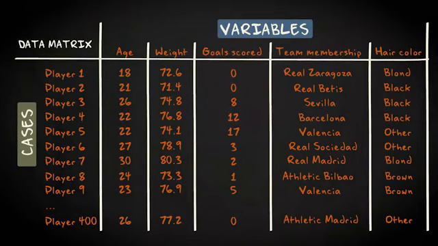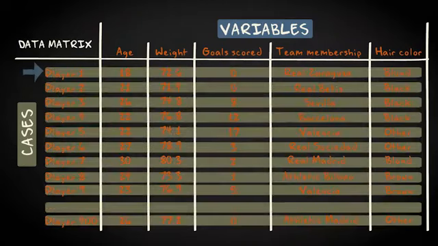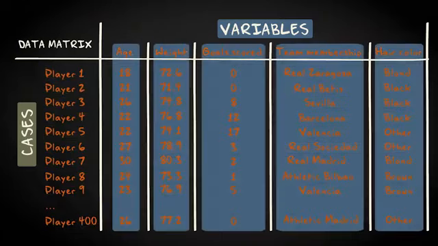The data matrix is the core element of every statistical study. It is nothing more than an overview of all your cases and variables. The cases are displayed in the rows. They range from player 1 to player 400. You can see that no names are displayed, which means that the names are anonymized here. The variables are displayed in the columns. We have, as you can see, 5 variables: age, weight, goals scored, team membership, and hair color.